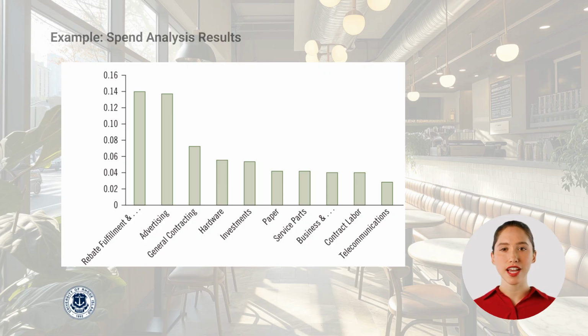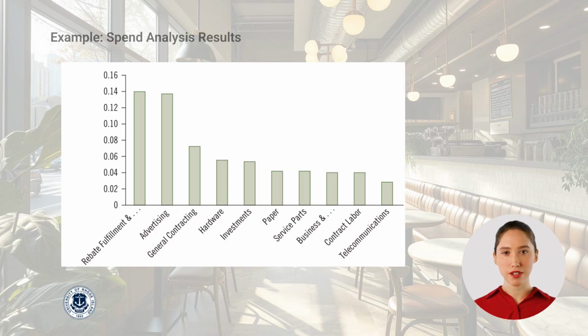A small number of categories account for a disproportionately large share of total spend. For example, rebate, fulfillment, and advertising are the two largest categories, each representing roughly 14% of total spend. Together, those two categories alone account for nearly 30% of all organizational purchasing.